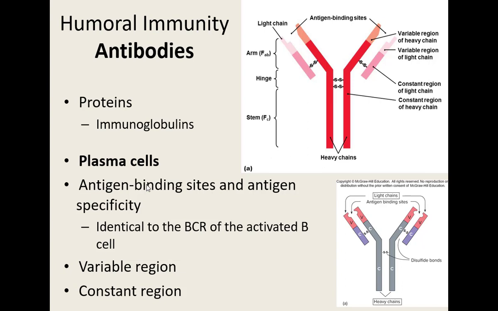They are protein objects, which means if you're not getting any protein in your diet, your immune system isn't going to be working at full capacity. So when you're making antibodies, you're making protein objects. So you do need a good protein diet. They are made from plasma cells. They have antigen binding sites, the hands, that recognize the antigen, and they are identical to the B cell receptor. They need to be identical because they are going to target that identical thing that activated the B cell in the first place.